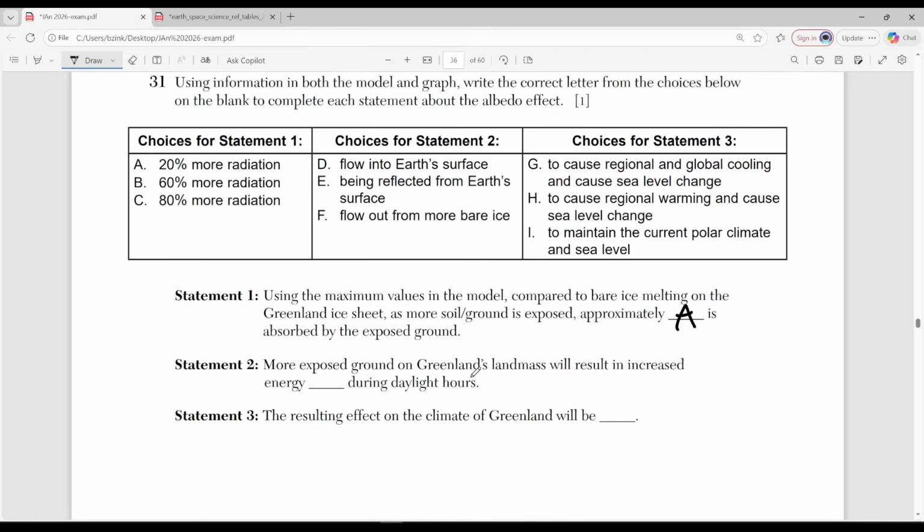More exposed ground on Greenland's landmass will result in an increased energy. So if there's more ground, then it's going to absorb more heat. So there's going to be more energy flow into the surface. Yeah, because it's going to be less reflected. So there's going to be more energy going into the Earth's surface. D. The resulting effect will be you're going to warm. Cause regional and global cooling? No. Cause regional warming and cause sea level change? Yeah, probably. To maintain the current climate. So it's going to be H.